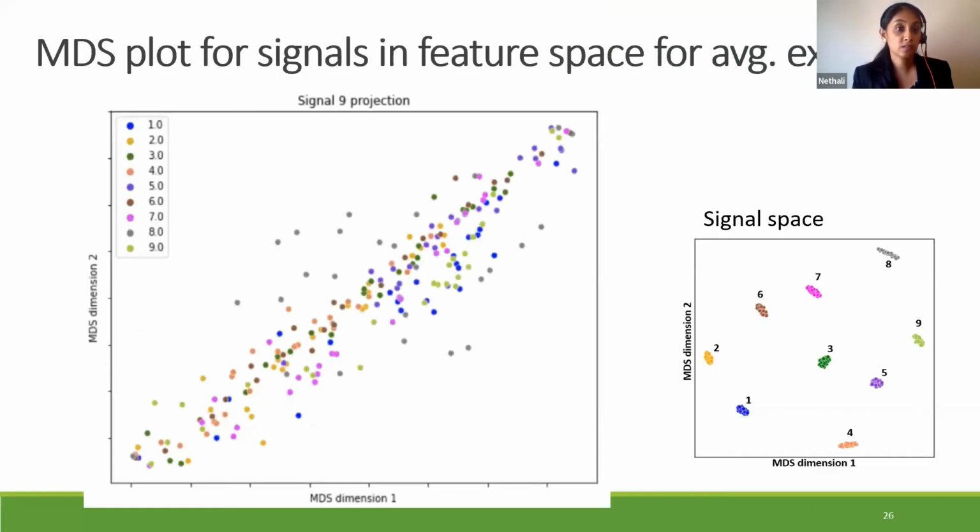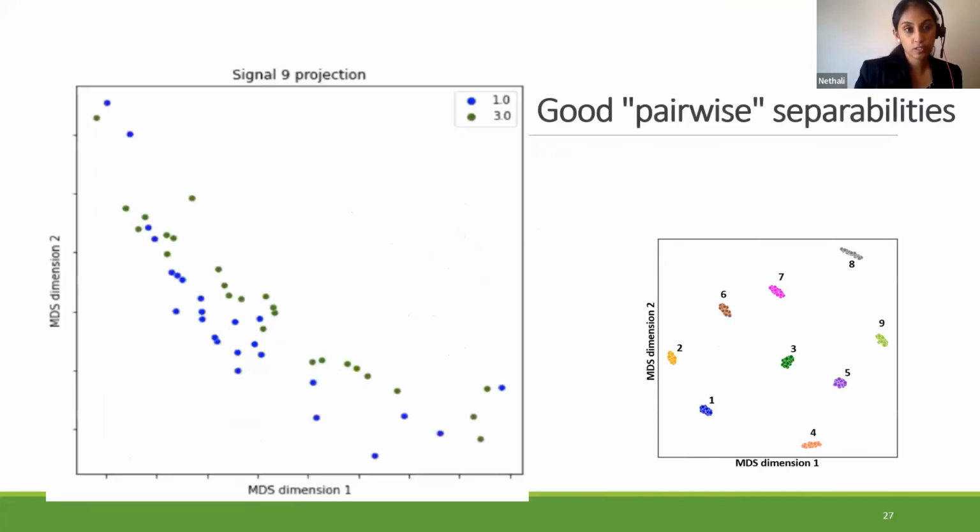And finally, if I draw an MDS plot for signals in my feature space, not for the winner but for the second best problem, it would look like this. If I take the features and plot using an MDS 2D plot, it looks a bit messy, even though our classification results were good. But if you actually look at pairwise signals, like here I have 1 and 3, you can see there is a good separation between those two.